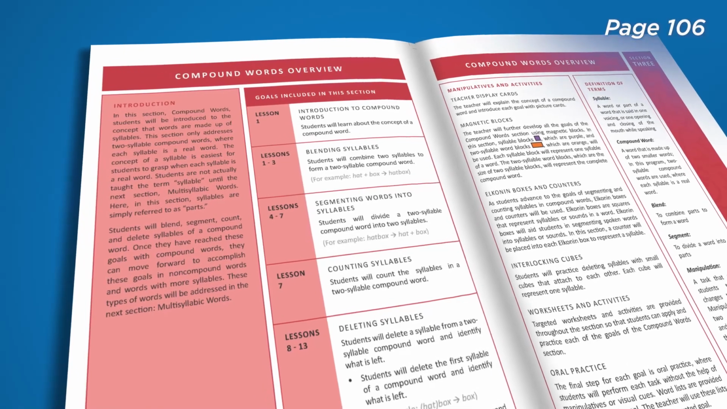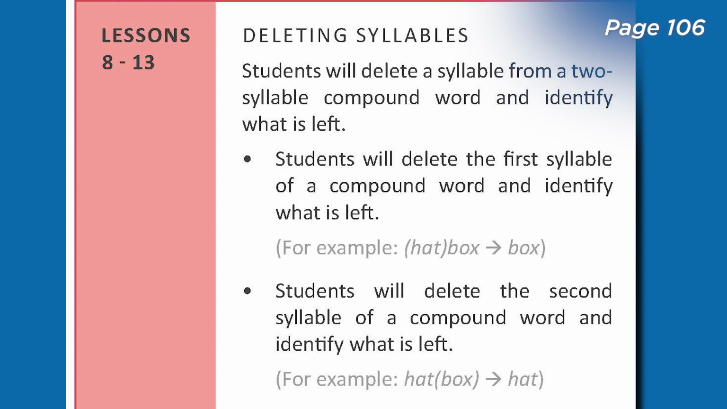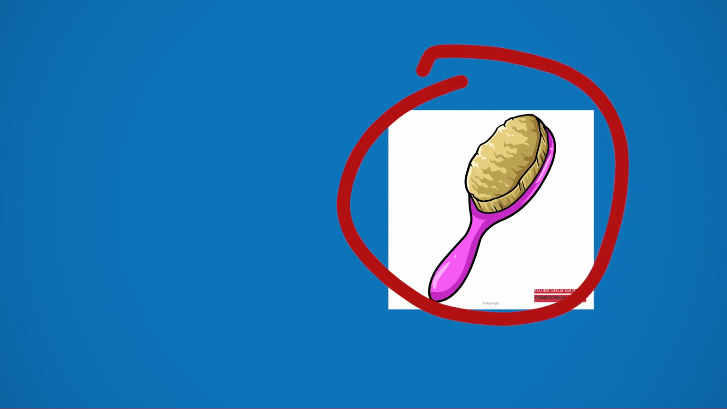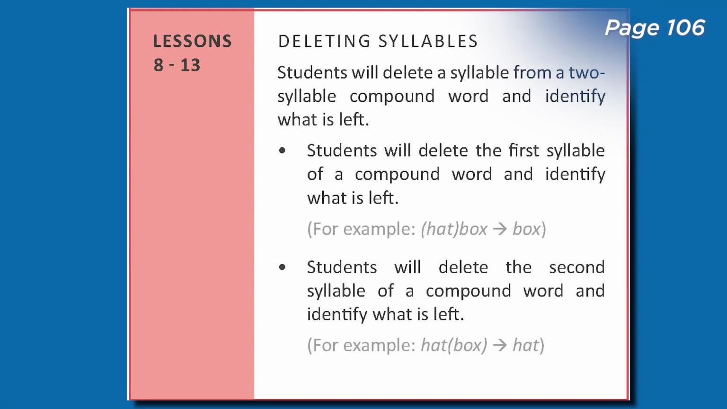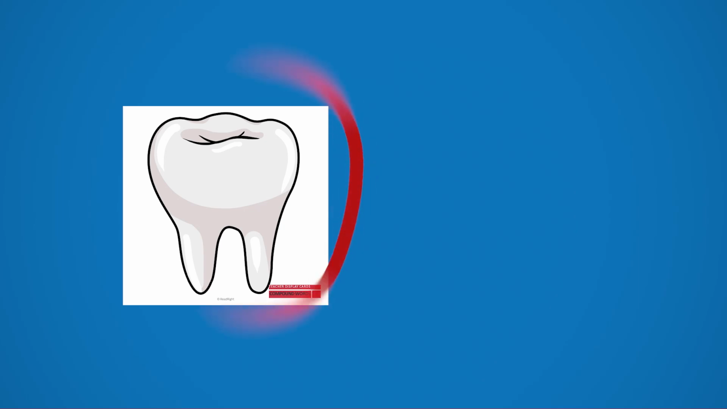Deleting syllables. Students will delete a syllable from a two-syllable compound word and identify what is left. Students will delete the first syllable of a compound word and identify what is left. For example, tooth, brush makes the word toothbrush. If we take away tooth, what is left? Brush. Students will delete the second syllable of a compound word and identify what is left. For example, tooth, brush makes the word toothbrush. If we take away brush, what is left?